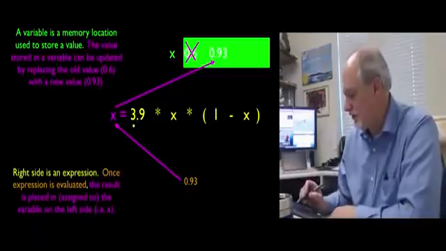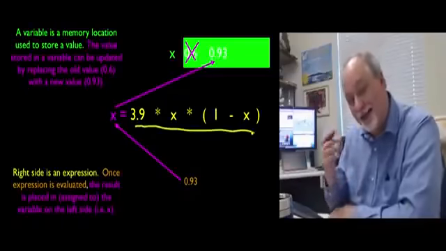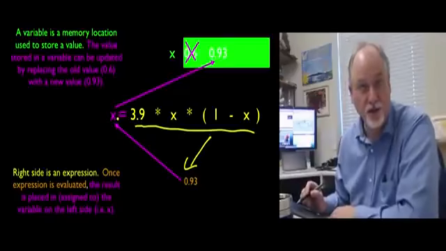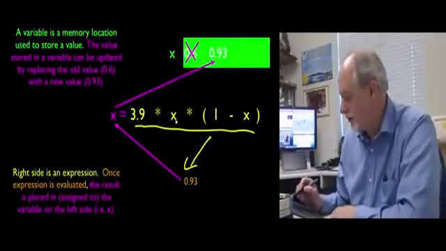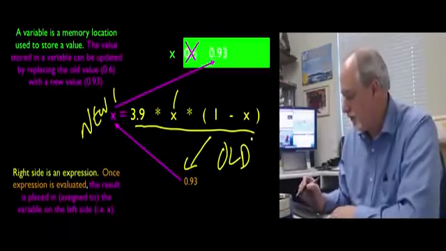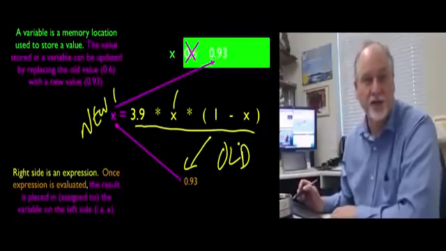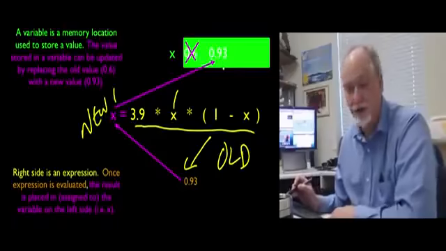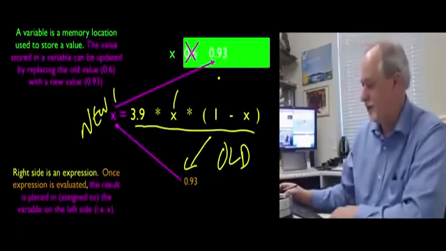And so this is just emphasizing how the right-hand side is computed to produce a value, then it is moved into the variable, and that is why you can have x on both sides, because this is like the old and this is the new. The old x participates in the calculation, and then when the calculation is done, it becomes the new x. Hope that makes sense.